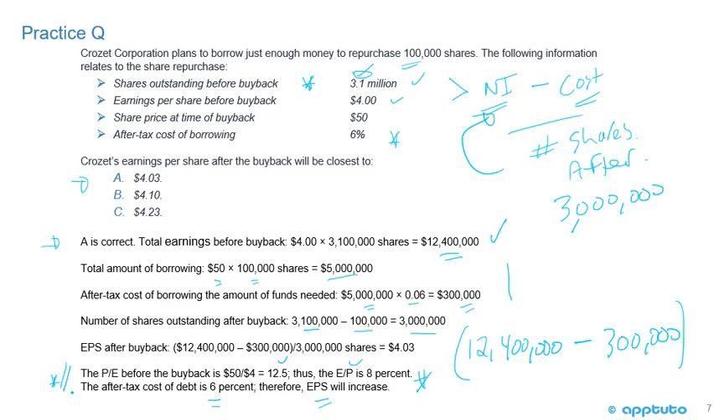Okay, so just remember, the PE is 50 over 4, 12.5. 1 over 12.5 is 8%. After-tax cost of debt was 6%. Therefore, the earnings per share is going to increase. So not too difficult. You can almost do most of that without the calculator. The trick here was just adjusting the numerator to have the earnings before the buyback minus the cost of the interest.